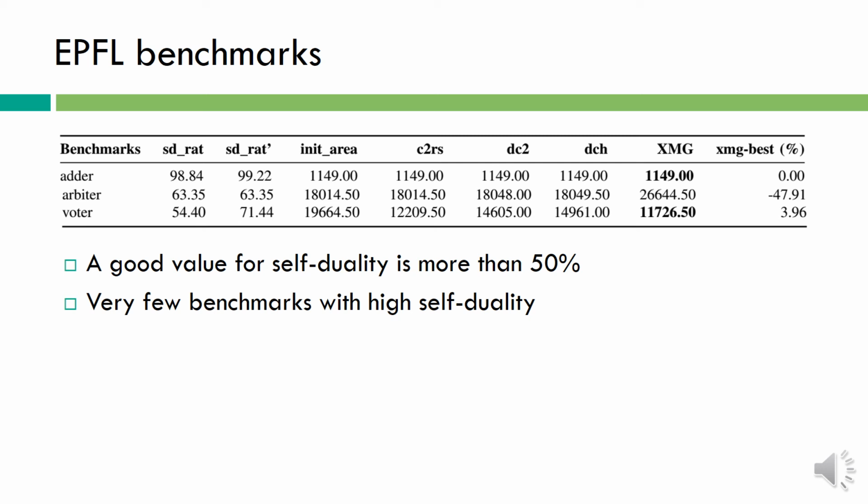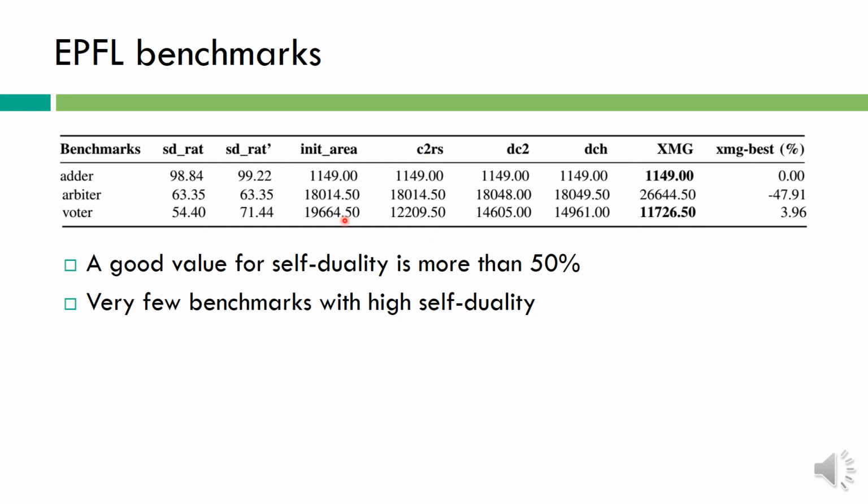The problem with the EPFL benchmarks was that there were very few benchmarks with high self-duality, and a good value for self-duality is more than 50%. For example, the adder has a very high self-duality, but it's a very small circuit, so almost all these scripts and XMG-based synthesis reach the optimum numbers. For example, for voter, which has a high self-duality, XMG-based logic synthesis gives the best result as compared to other compress2rs or DCH scripts.